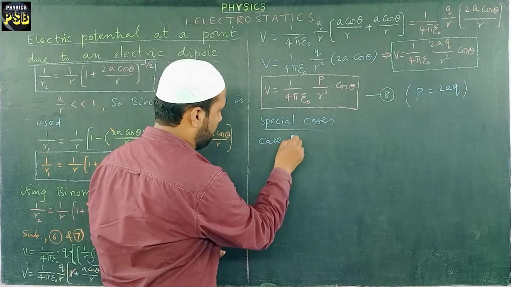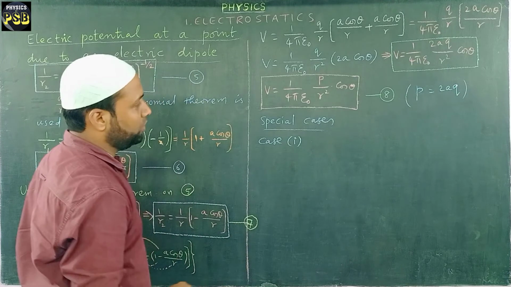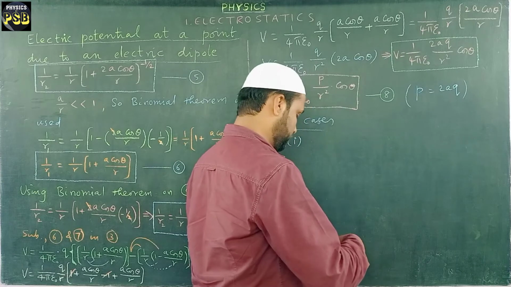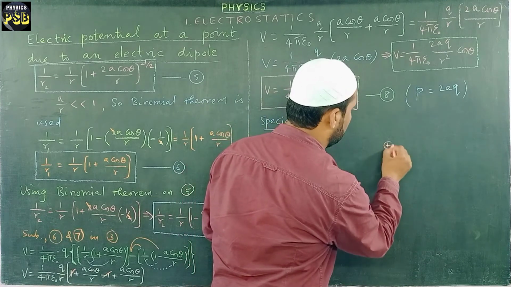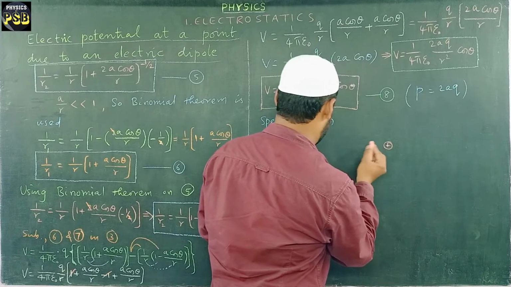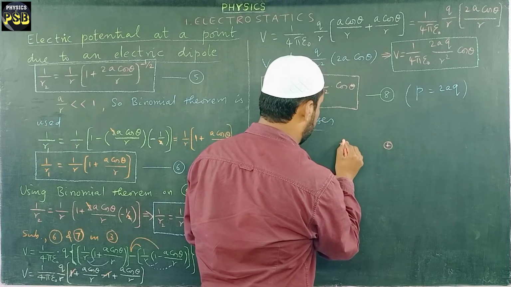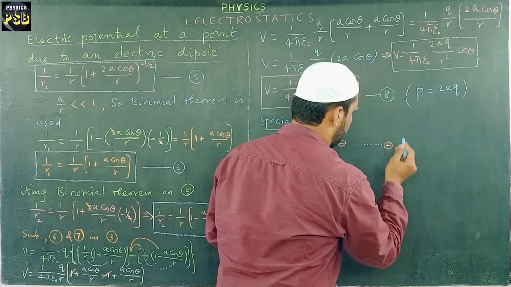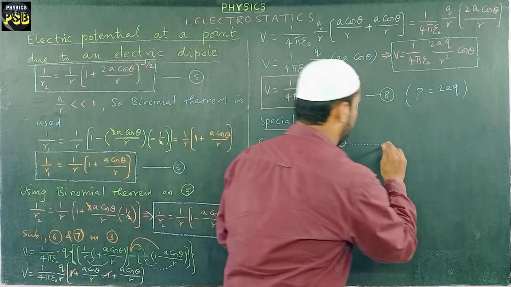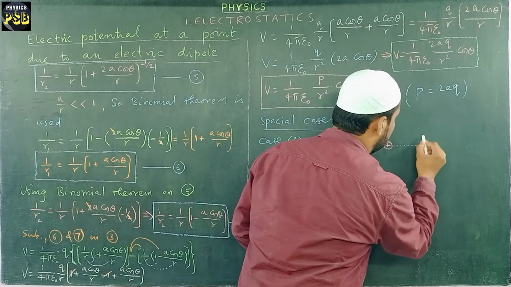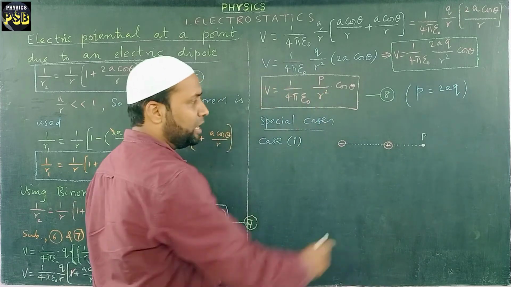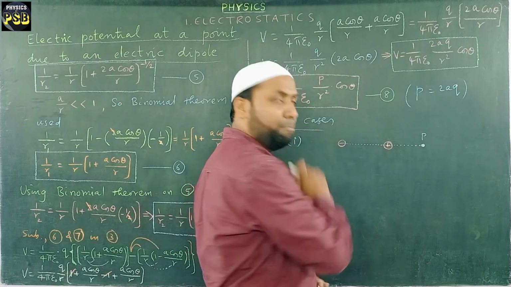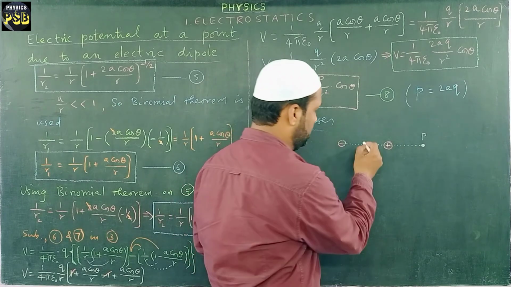Case 1. What do I do in case 1? I take an electric dipole. Here, point P is taken along the axis, on the side of the positive charge. There is a midpoint O.